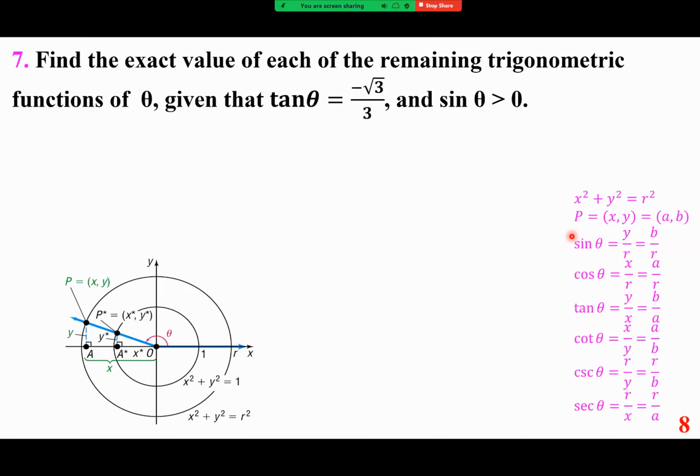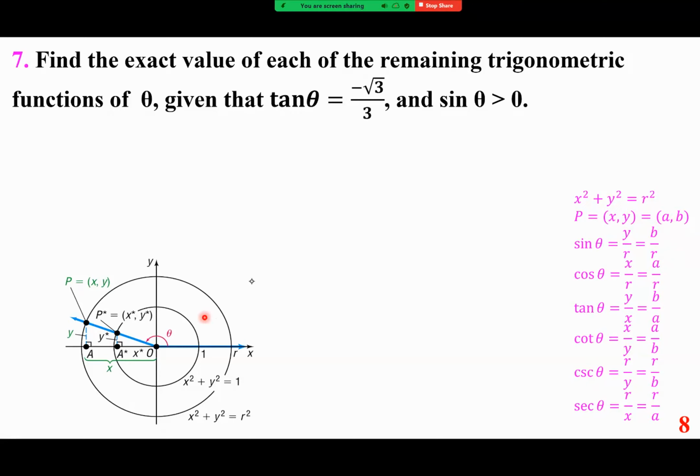The rest of them just follow from the relationships among those. For example, tangent is sine over cosine. So when you do that, it's y over x. Cotangent is the reciprocal of that. Cosecant is 1 over sine. Secant is 1 over cosine. So as long as you have the first and the second one, you're done. And again, in some contexts, instead of x and y, they may use a and b. That's why I put both formulas. Either x is a, y is b, or just x and y. It's the same thing. So we know that tangent is negative and sine is positive, okay?